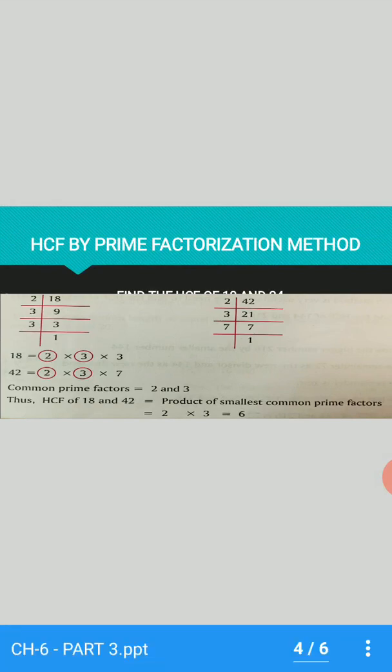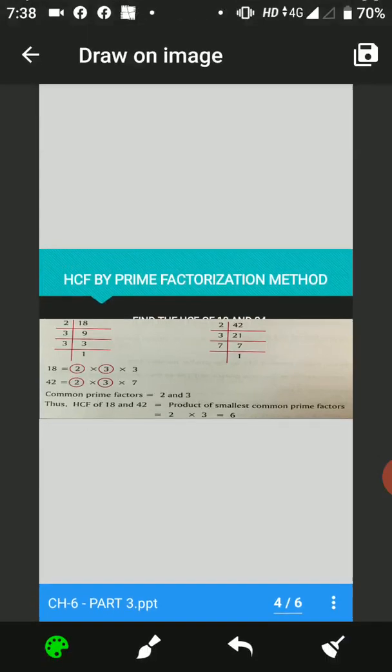See, in the prime factorization method, there are two numbers. One is 18 and another number is 42. So firstly, I will find out the factors of 18. This method you already did in the previous video which you got before the holidays. So see how to do.